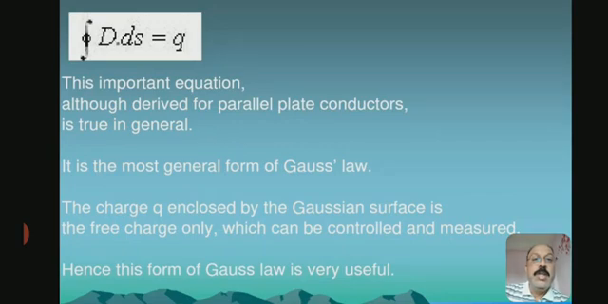So this important equation, although derived for parallel plate conductors, is true in general. It is the most general form of Gauss law. The charge Q enclosed by the Gaussian surface is the free charge only, which can be controlled and measured. Hence, this form of Gauss law is very useful.